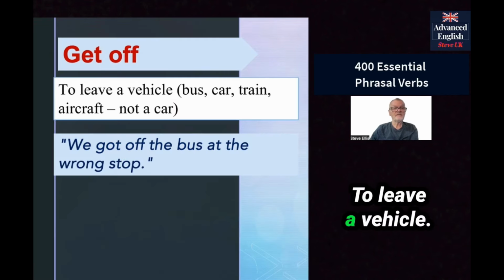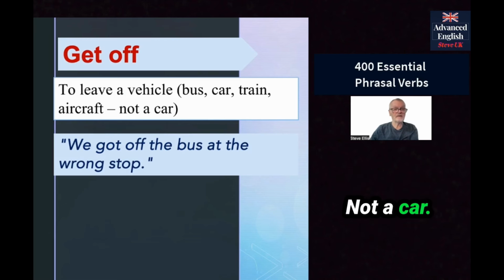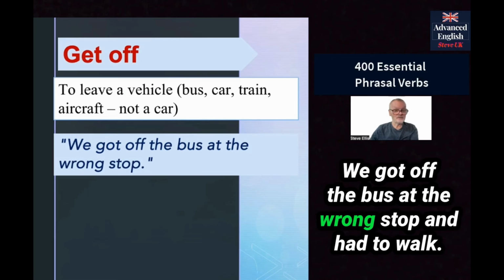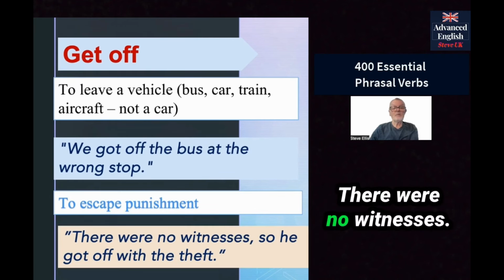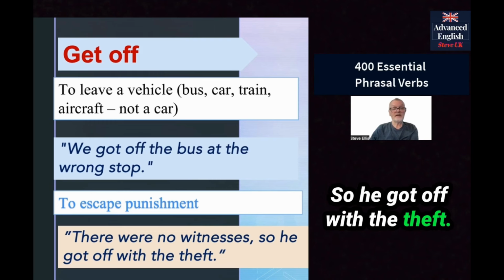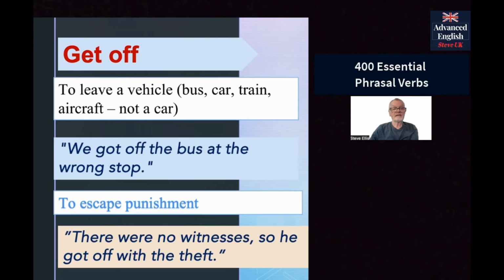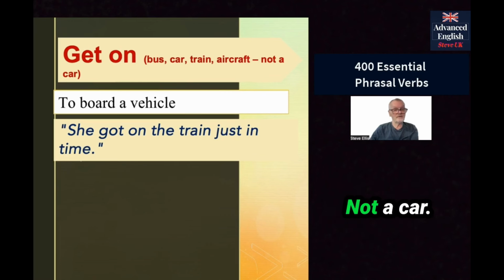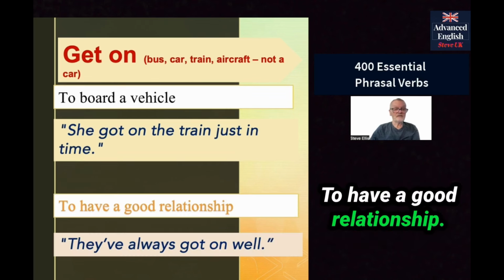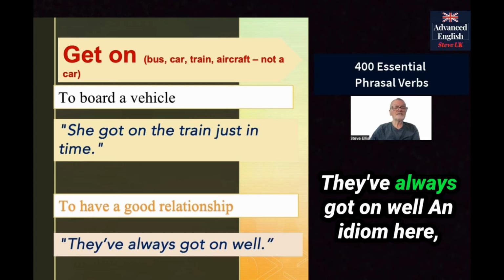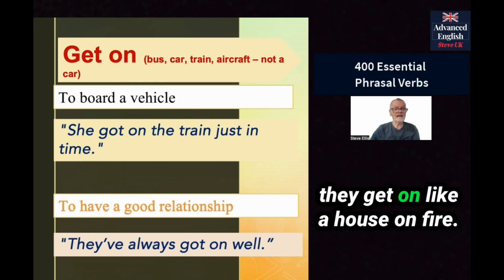Get off. To leave a vehicle, a bus, car, train or aircraft, not a car. We got off the bus at the wrong stop and had to walk. To escape punishment. There were no witnesses, so he got off with the theft. Get on. Bus, car, train, aircraft, not a car. You get in a car. To board a vehicle. She got on the train just in time. To have a good relationship. They've always got on well. An idiom here. They get on like a house on fire.